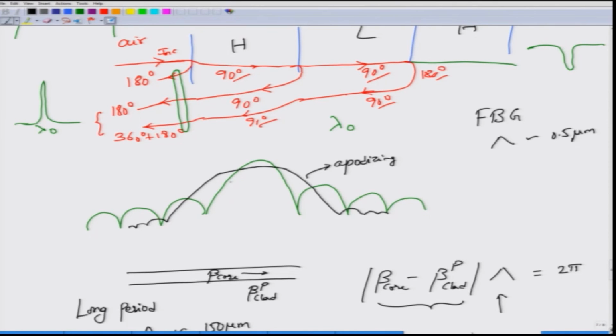However, the width of the main lobe of the gratings is inversely proportional to the length of the grating. In order to obtain, say, around 1 nanometer main lobe width, you have to take the grating length to be about a few millimeters. So, let us say around 10 millimeters or something. So, this is the length of the grating versus the pitch of the grating. That has to be remembered. Pitch is the period. Okay. Period is 0.5 micron for a short fiber Bragg grating.